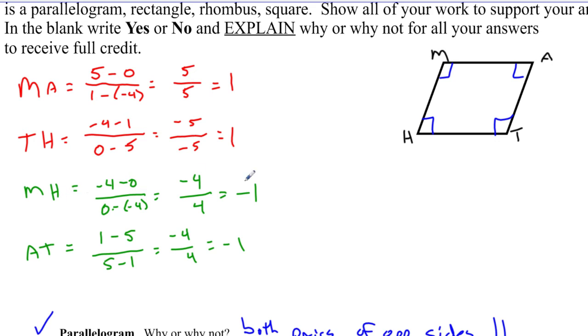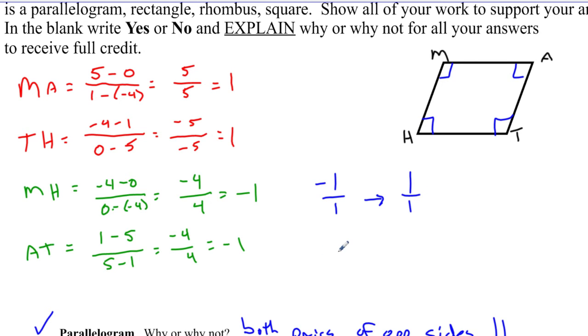So MH has a negative 1 slope. HT, okay, has a 1 slope. I need to be able to compare these slopes and say that they are both opposite, which means their signs are different, and that's true. This is negative and this is positive. And they must also be reciprocals of each other. And in this case, it's a little bit tricky. In this case, if I were to take 1 over 1 and take its reciprocal, which means flip it over, I also happen to get 1 over 1.